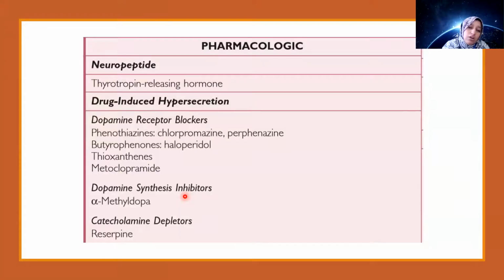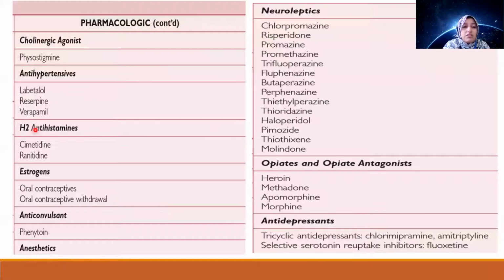Then coming to the pharmacological causes, there are various pharmacological drugs which can increase the prolactin hormone. Dopamine receptor blockers, tricyclic antidepressants, then catecholamine depleters like reserpine. These are not very commonly used, but some drugs are very commonly used, like the antihypertensives labetalol and verapamil.